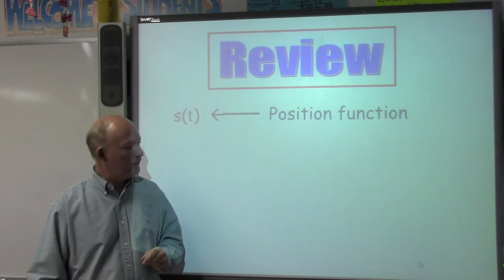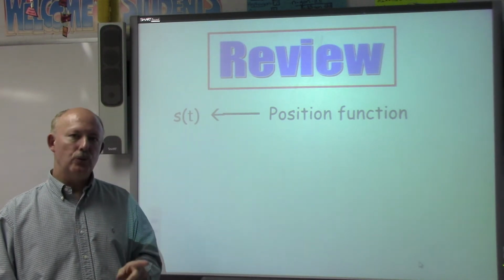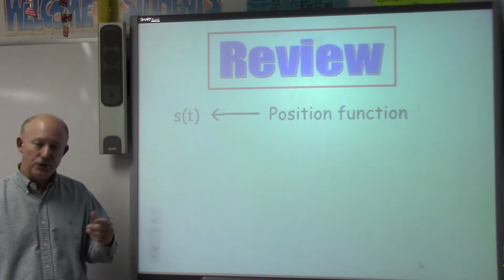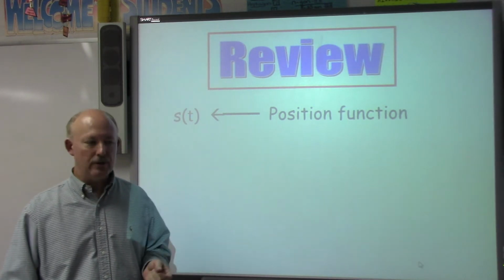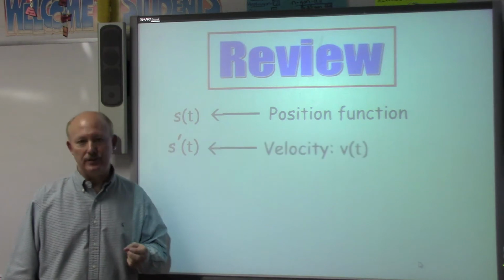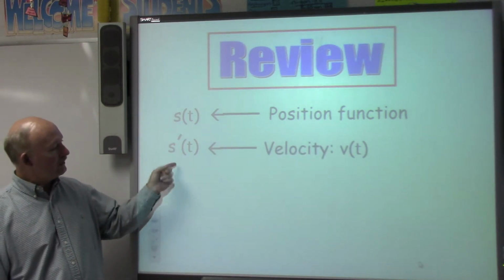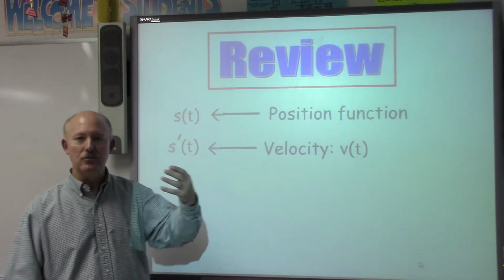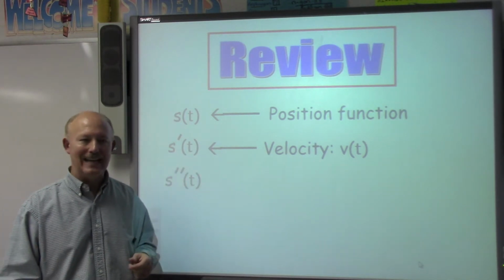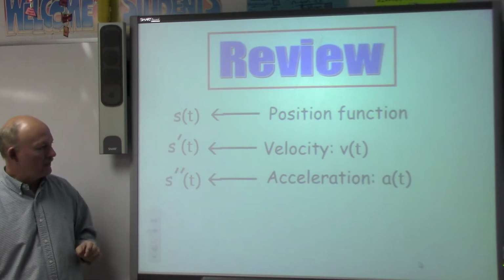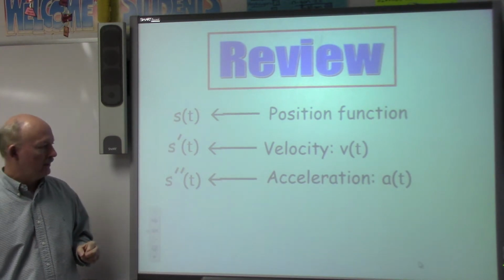S of t represents the position function, and my students will remember that the first derivative, the derivative of the position function, gives you the velocity. So that will describe the velocity. Now, if you take the derivative of the velocity, what would be the second derivative? That's going to describe the acceleration. So the second derivative describes the acceleration.